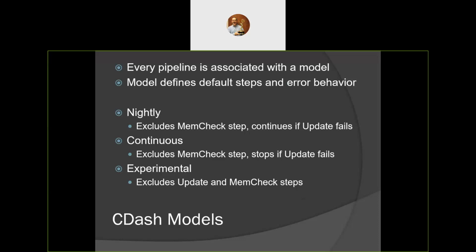Continuous is meant for continuous integration kind of builds where if the update fails, you don't want to continue and do anything, because the whole point was to get the new changes from version control and try and build them and make sure that everything runs. So if you couldn't get something from version control, that indicates you've got a problem, so you want that to fail. Or you don't want it to proceed, I guess, is probably a more correct way of saying it.